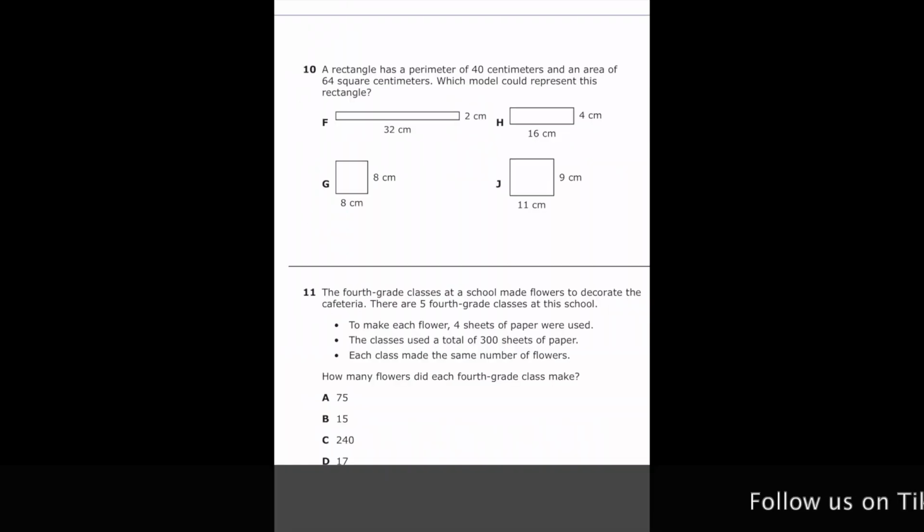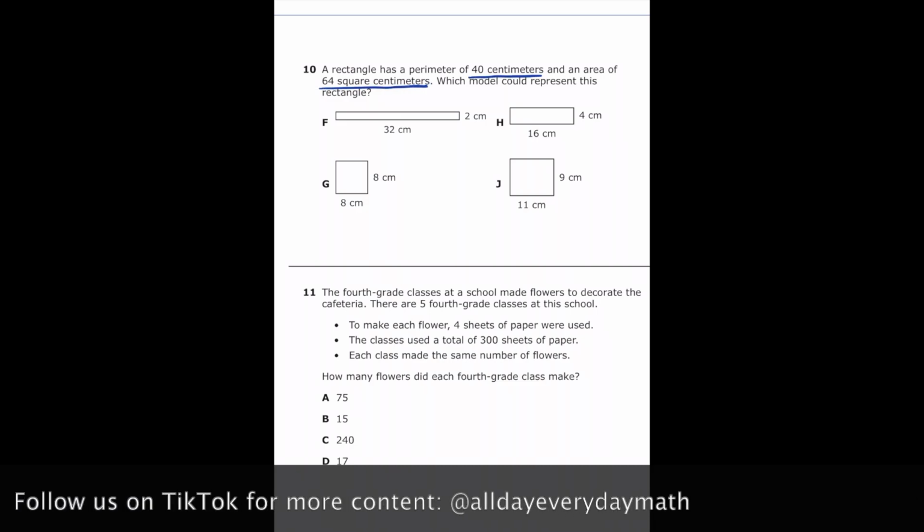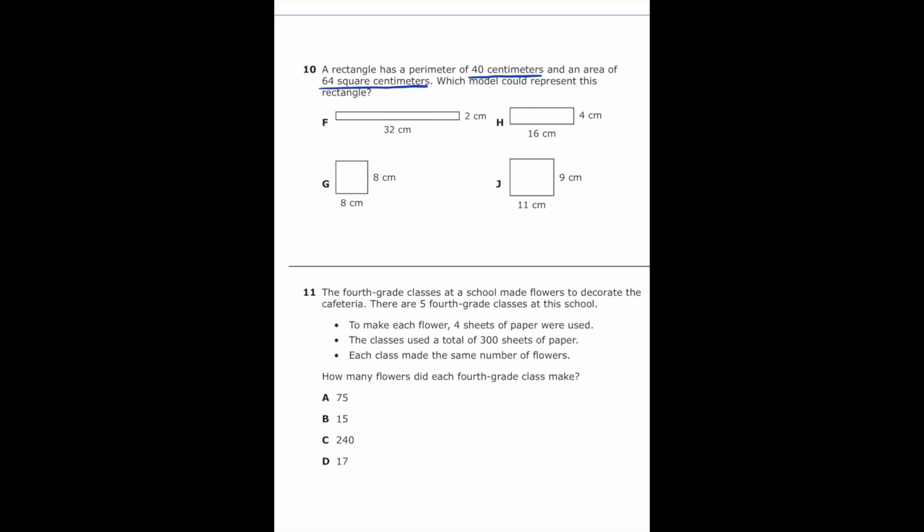Number 10, a rectangle has a perimeter of 40 centimeters and an area of 64 square centimeters. Which model could represent this rectangle? So just a reminder, perimeter means we're going to add up all the sides, and area means we just multiply length times width. So let's check for perimeter first.